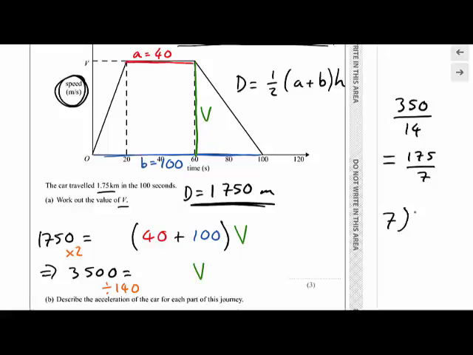Now I can do this. So 7 goes into 175. How many times does 7 go into 1? None. Carry across the 1. How many times does 7 go into 17? It goes in twice, which gets me to 14, but I've got 3 left over. How many times does 7 go into 35? It's 5. So 350 divided by 14, or 3,500 divided by 140, which is what I was doing originally, is 25. So v is just equal to 25. It's just division.